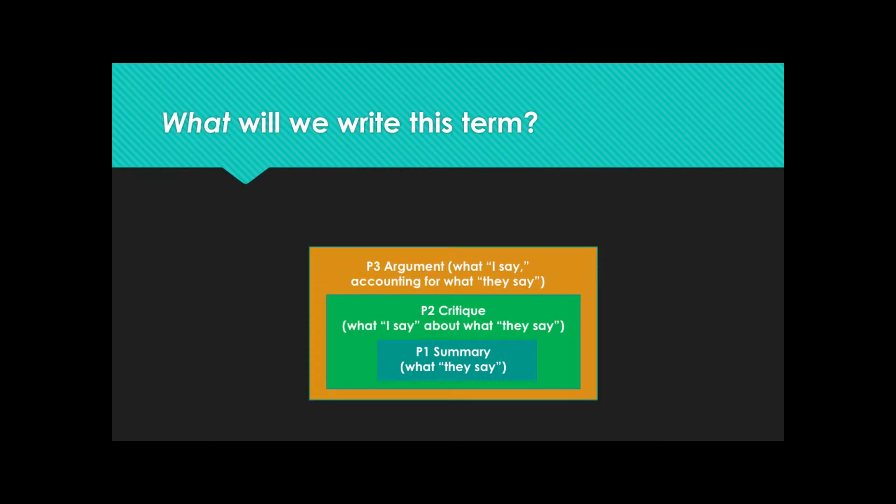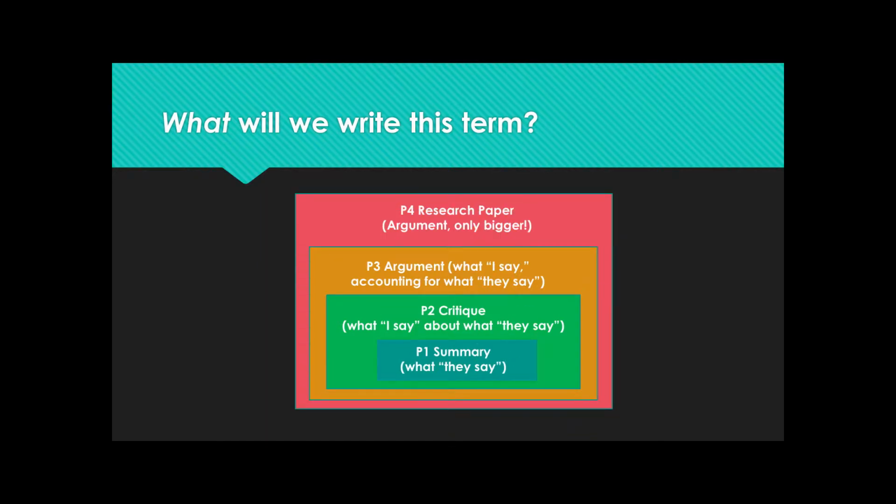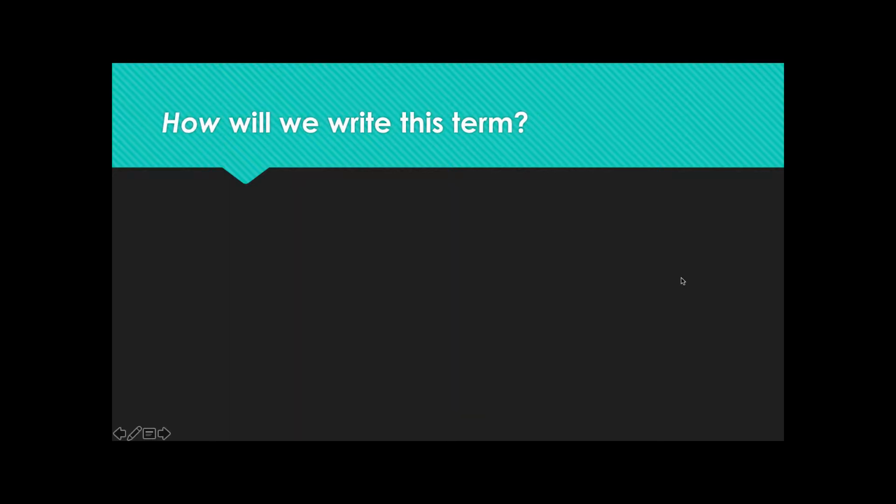Just like this one. The third paper is going to be an argument, and that's where you make a claim of your own, what you say. But in order to make that claim well, you have to account for what they say. That's the research. And finally, we're going to put all of them together in a research paper that's going to be the longest unit of the term. It's basically an argument on a bigger scale. So that's what we're going to write this term.